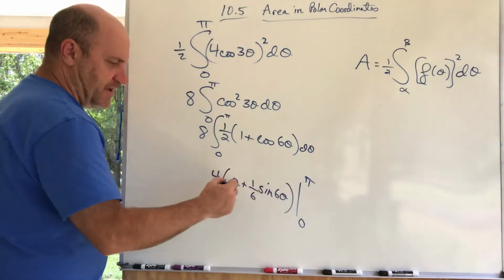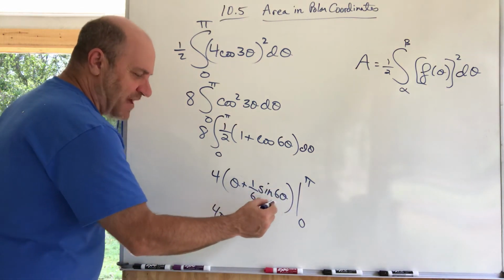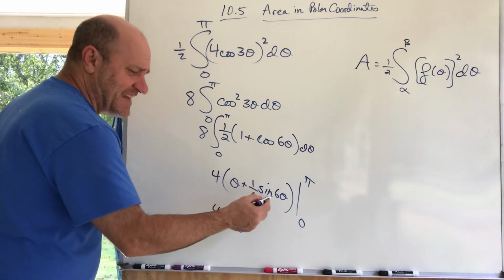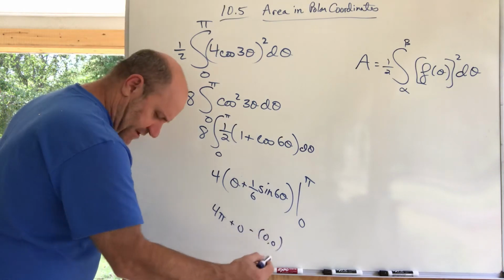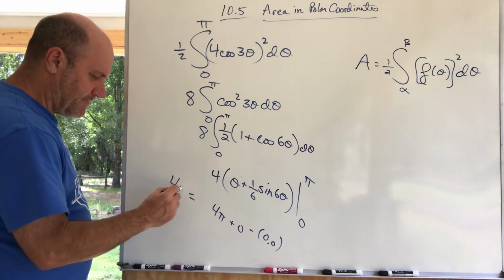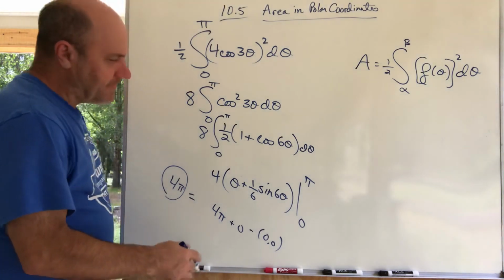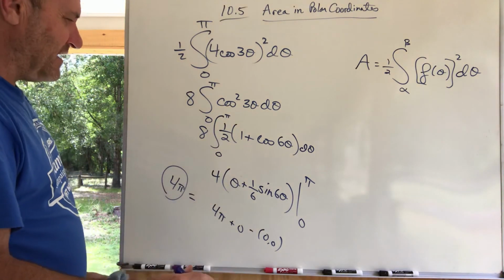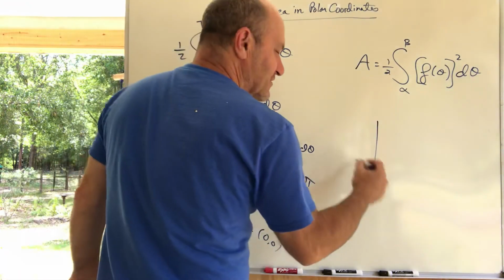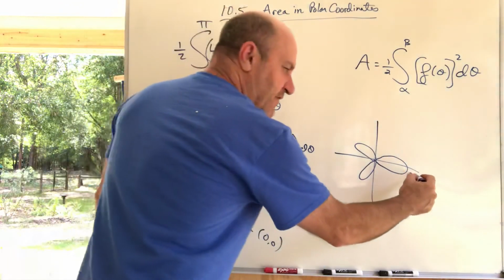What's fun about this is you plug in the pi and you get 4 pi. And when you plug the pi in there, the sine of 6 pi is a 0. And you plug the 0 in, and that's a 0, and the sine of 0 is a 0. So we get a bunch of zeros here. And my answer is 4 pi. That's interesting. I didn't do anything wrong, did I? 4 pi for that 3-petaled rose. That's interesting. Petals of length 4. Huh.